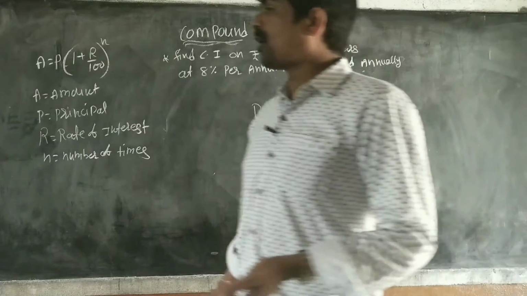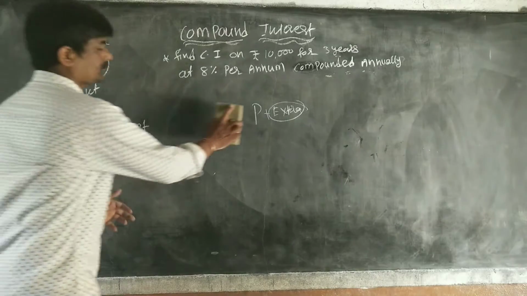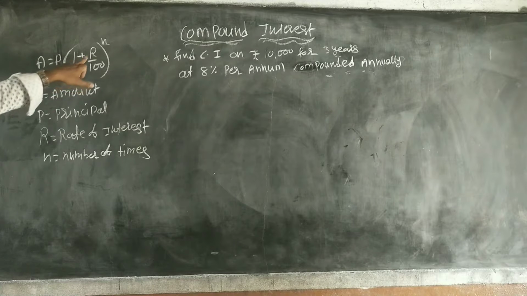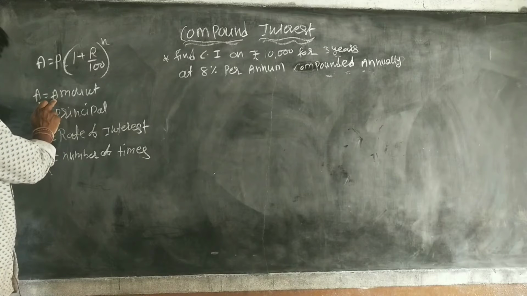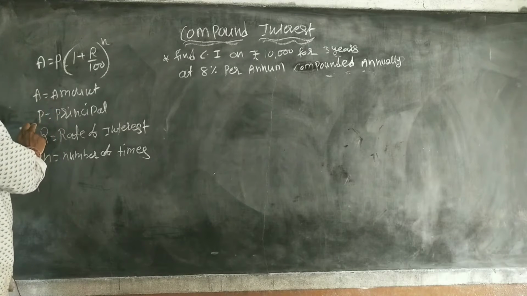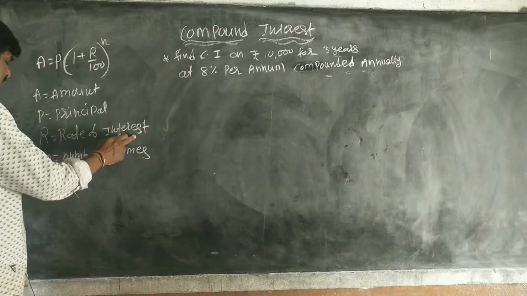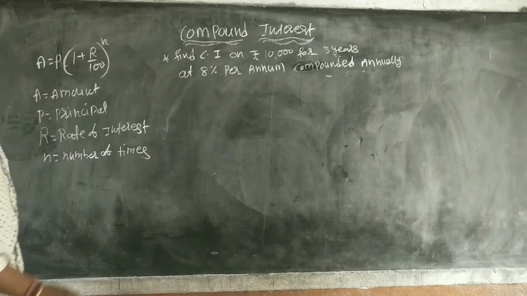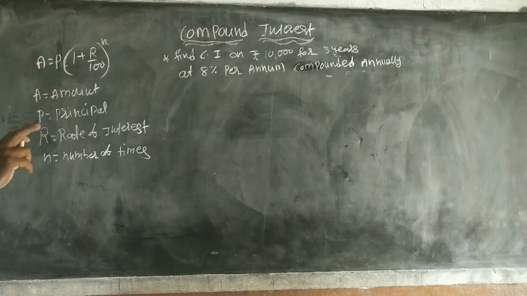Now, compound interest. Observe the formula here: A is equal to P into 1 plus R by 100 whole power N. A is the amount, P is the principal, R is the rate of interest, and N is the number of times. This is the formula, and we use only this formula.